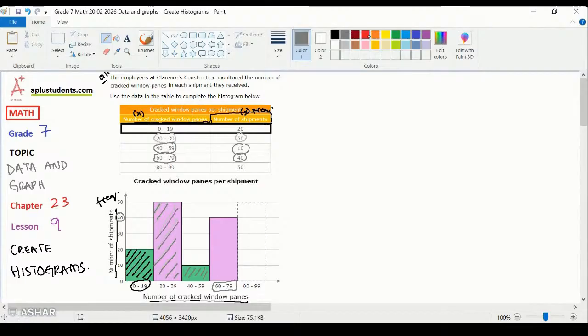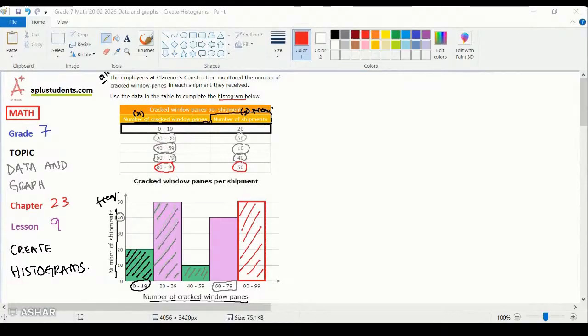So we need to complete the final diagram such that between 80 and 99 there were 50. Agreed? So this is a histogram that has been completed by us. There would be bars, and those vertical rectangular boxes will not have gaps between them in case of a histogram. So we are trying to complete the histograms. Okay, let's move ahead. Let's look at another example.